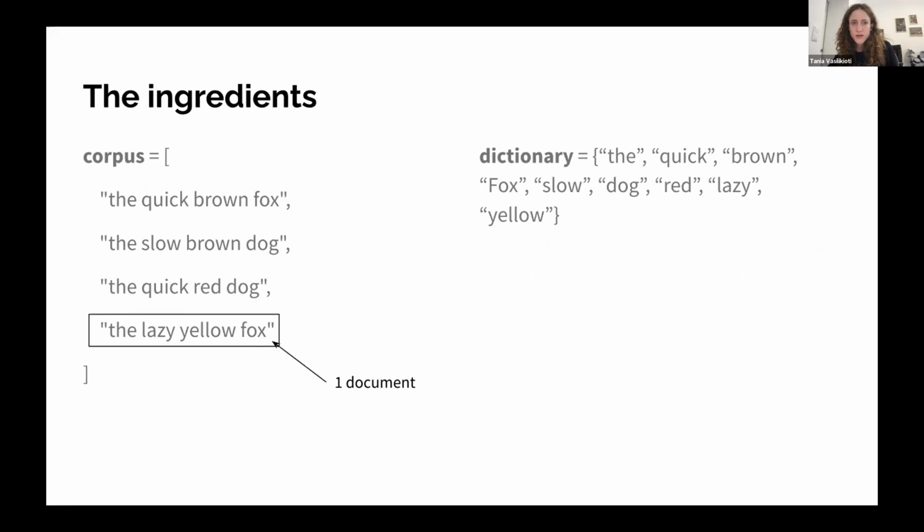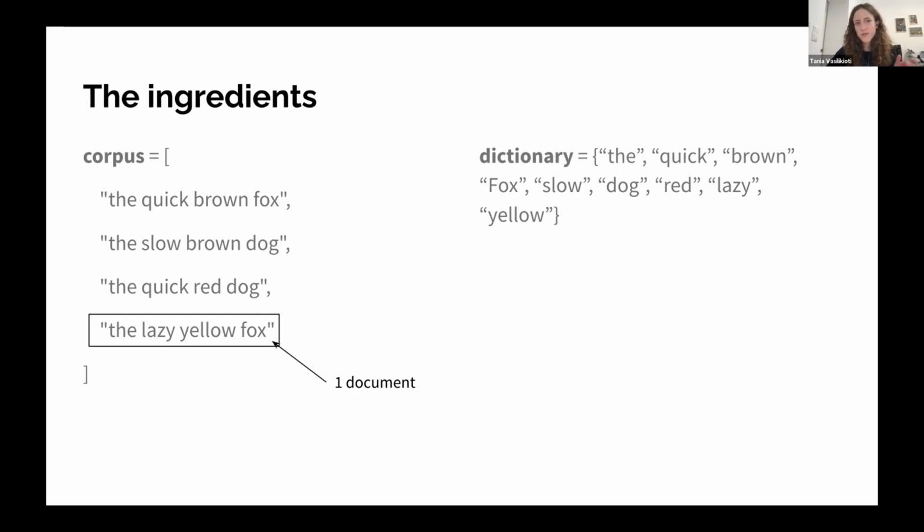So the ingredients are, I'll show some very basic examples so we can understand what we're talking about. A corpus is, again, a collection of documents. Here we have 4 documents: the quick brown fox, the slow brown dog, the quick red dog, the lazy yellow fox. These are 4 documents, and all together they form our very small corpus. Now, the dictionary, or the set of possible words or tokens, is the, quick, brown, fox, slow, dog, red, lazy, yellow, right? It's the set of unique words that we would like to consider for this corpus. We could add more words to this dictionary, but they don't appear in our corpus, so it's not really meaningful here.